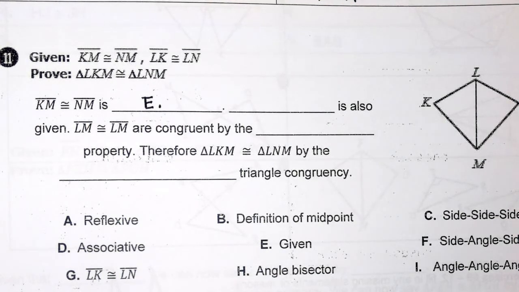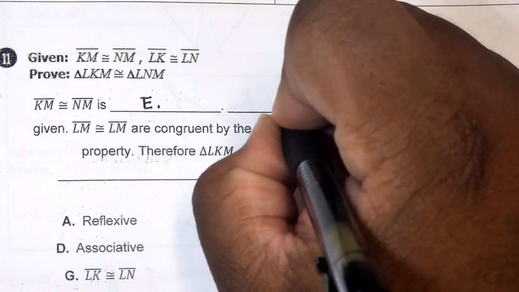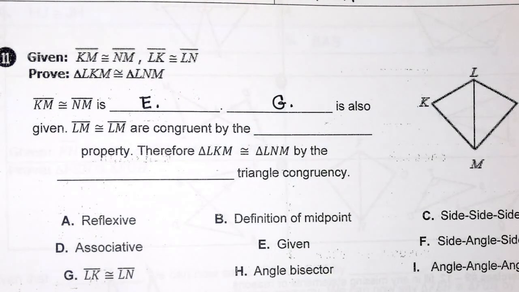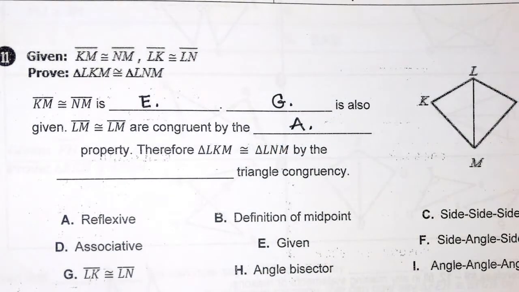Then it says blank is also given. Okay, it's congruent to LM. Which is what? I'll write the letter then. G. After that says LM is congruent to LM. LM is congruent to LM are congruent by the blank property. Reflexive property, yes. I read it wrong. It's okay. I was reading it wrong at first too, and it didn't make sense to me.